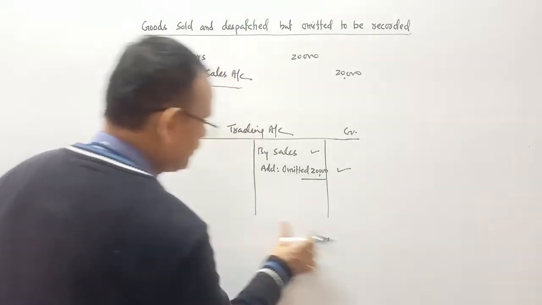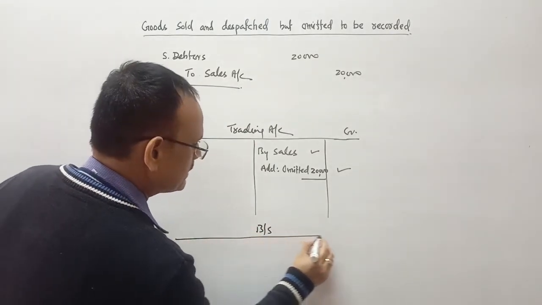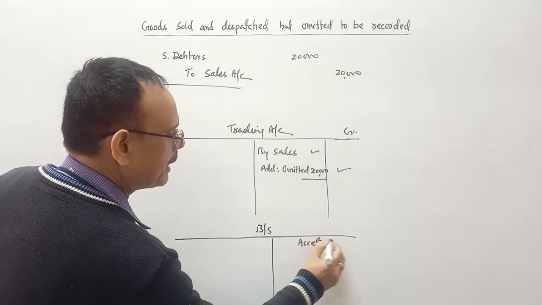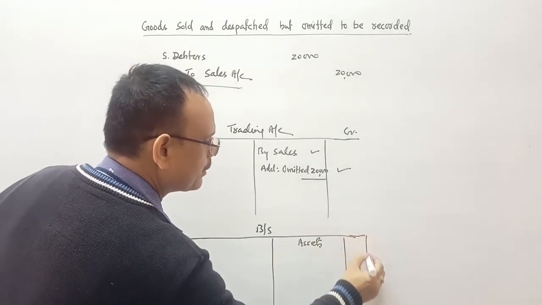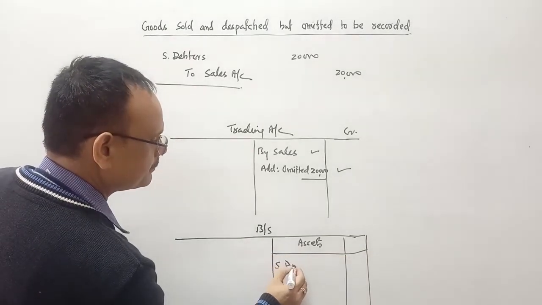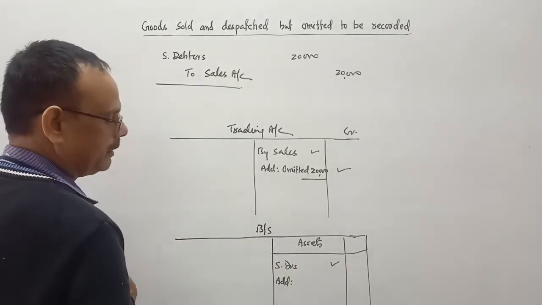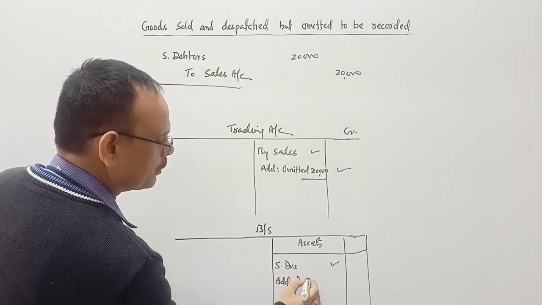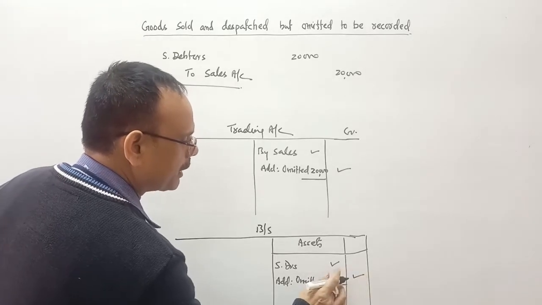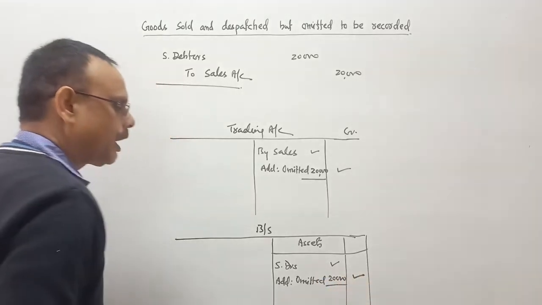In the balance sheet, asset side, this is your asset side, okay. What we will do in the asset side: sundry debtors which is given, and add omitted. You add it and write the amount in the outer column. How much is omitted? 20,000 is omitted. You write the amount in the outer column.